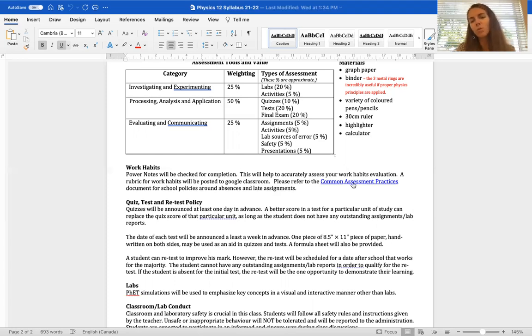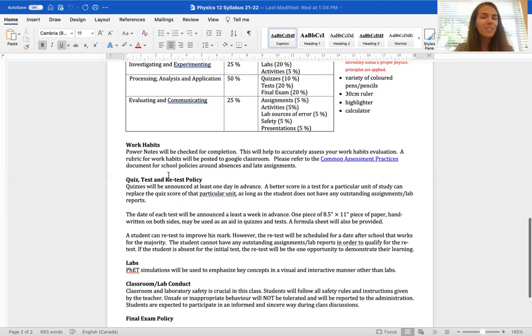And in the Google Classroom, there is a link to our school's common assessment practices, which include what should happen around lates and whatnot. Generally speaking, I would love that the student themselves email me if something's going on, but if they're going to be missing a quiz or a test, it would be nice to hear from you that it's legitimate and that they didn't just get scared.